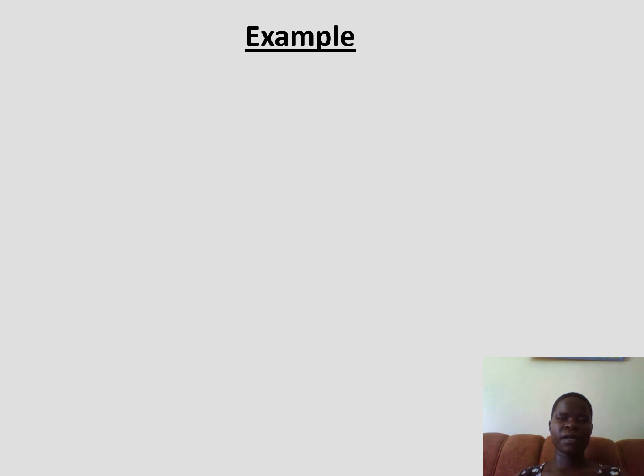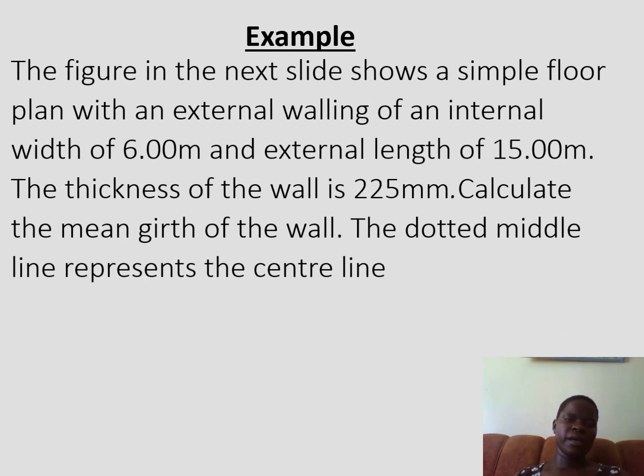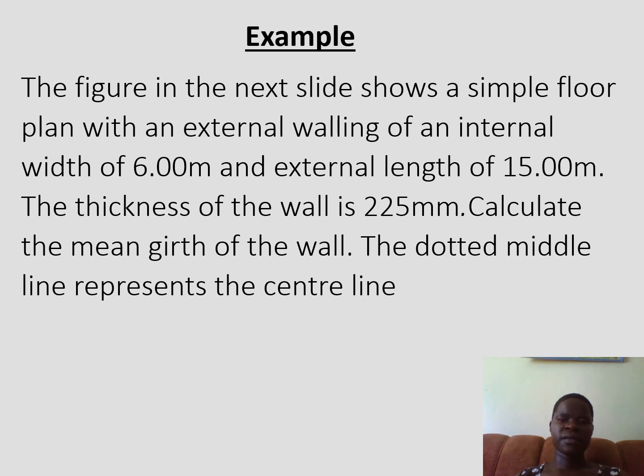We have our example. In the next slide, we have a simple floor plan with an external walling of an internal width of 6 meters, external length of 15 meters, and the thickness of the wall is 225 millimeters. We are asked to calculate the mean girth of the wall.